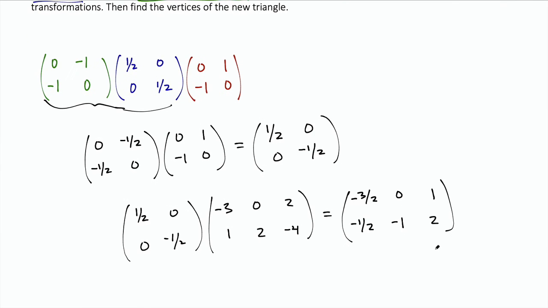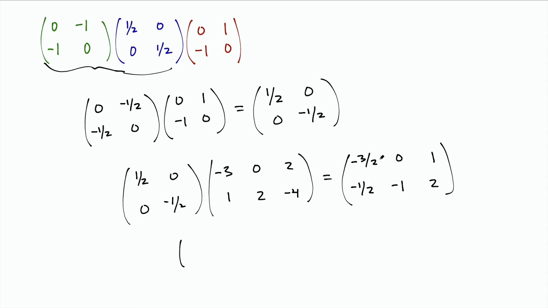So the vertices of the new triangle are the columns here. Negative 3/2, negative 1/2 is one vertex. 0, negative 1 is the second vertex. And 1, 2 is our next vertex.